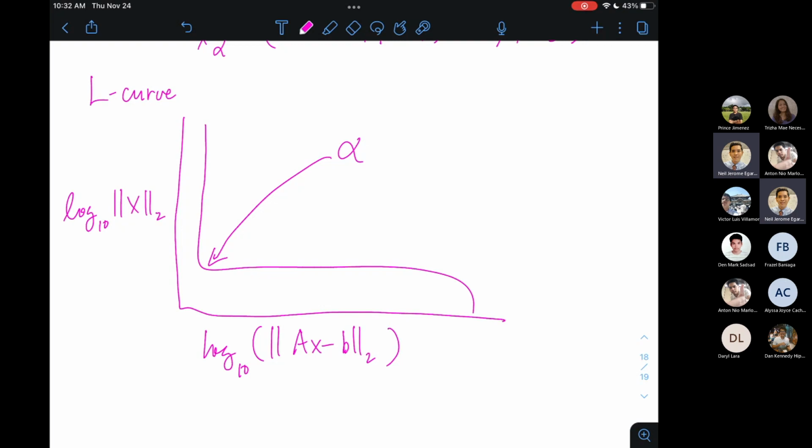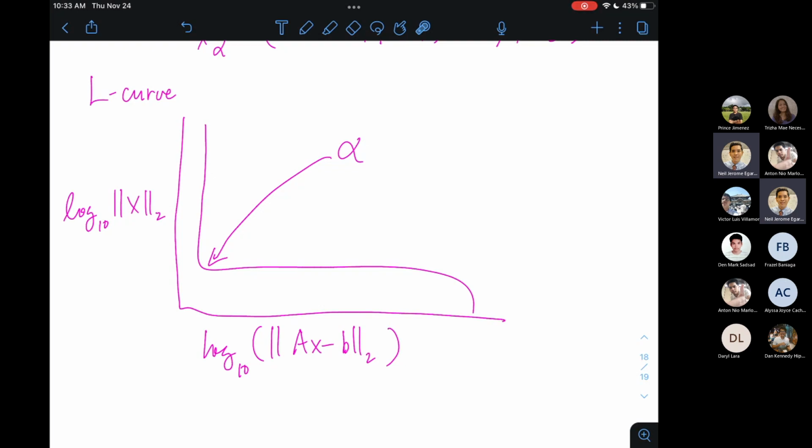Tapos sabi ko nga sa inyo, medyo magastos ito kasi kailangan mong isolve yung solution norm at saka yung residual norm for a lot of values of alpha. Because really, we are fishing here. We are doing trial and error. So meron akong band of alpha. Meron akong alpha probably starting from 10 to the minus 16 all the way up to 1. Right? Kasi ang alam ko lang si alpha isang maliit na positive number.